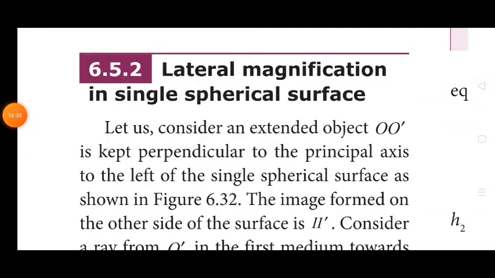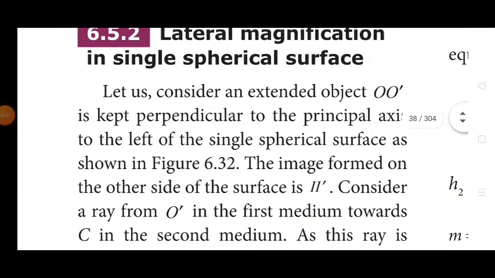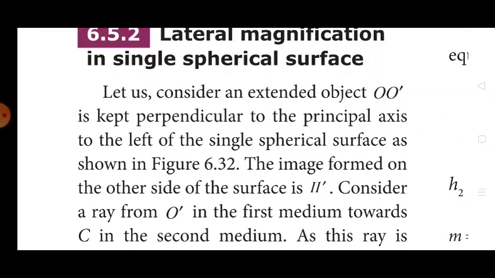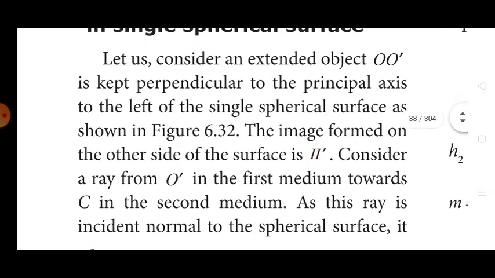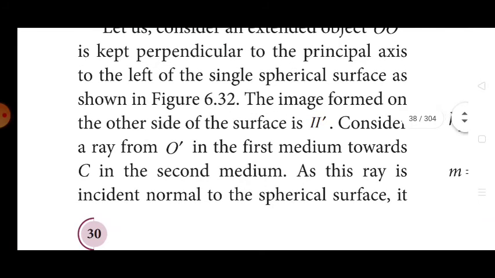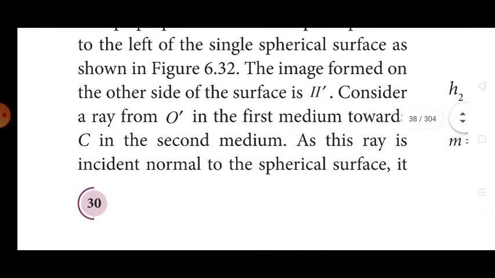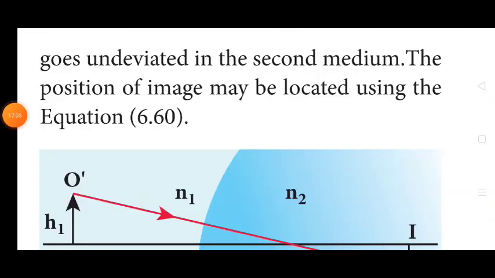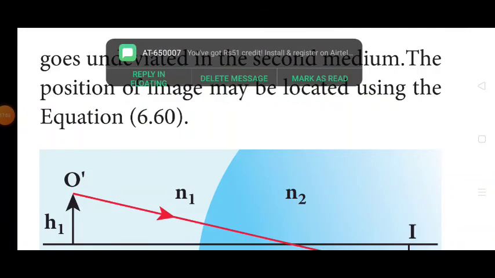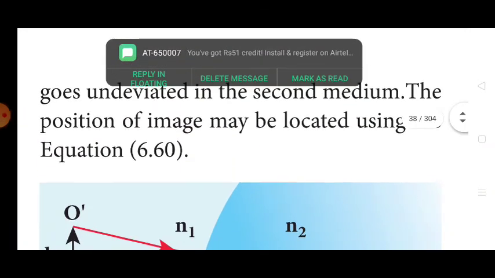Let us consider an extended object OO' kept perpendicular to the principal axis of the single spherical surface as shown in the diagram. The image formed on the other side of the surface is II'. Consider a ray from O' in the first medium towards C in the second medium. As this ray is incident normal to the spherical surface, it goes undeviated in the second medium. The position of the image may be located using equation 6.60.